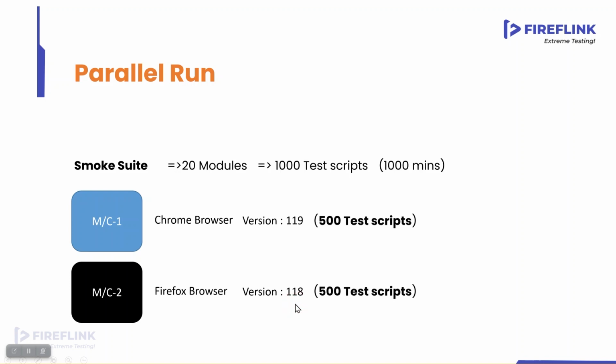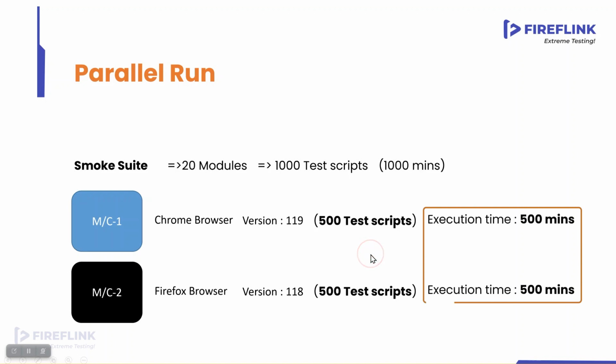Now I want to reduce the time spent on this compatibility testing. I have reduced it from 2000 minutes to 1000 minutes. Still I want to reduce. How do I do that? What I will do is assign 500 scripts to my machine 1 and the remaining 500 scripts to my machine 2. So what happens? The execution time taken for this execution is totally 500 minutes.